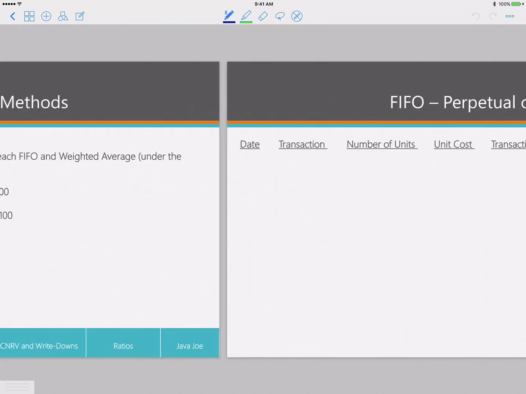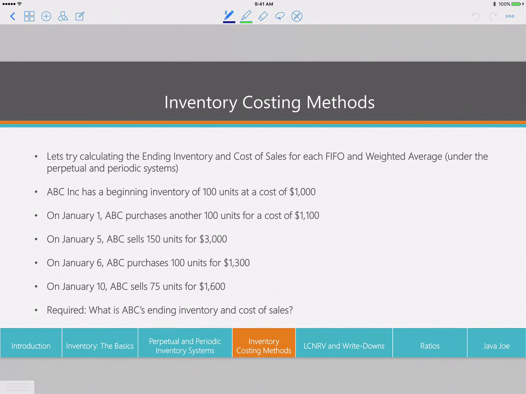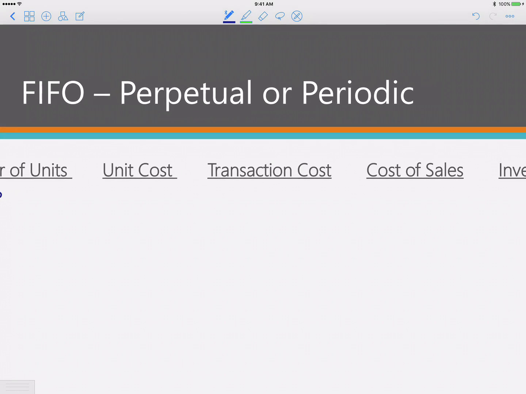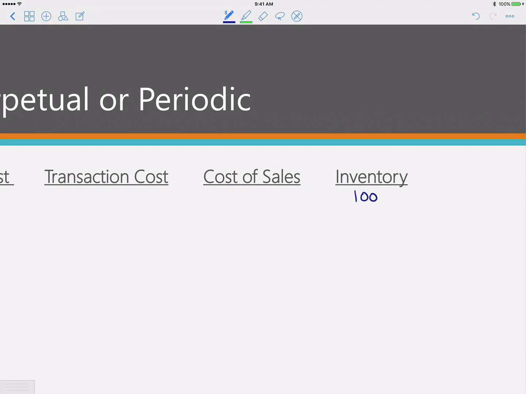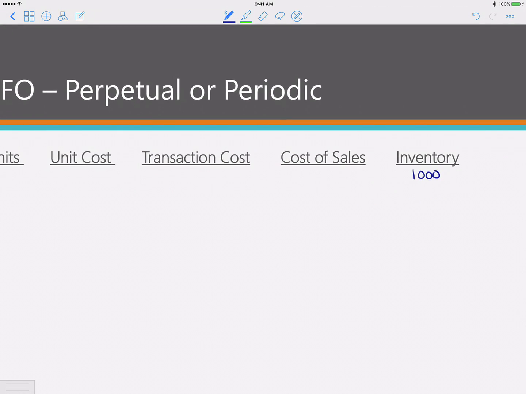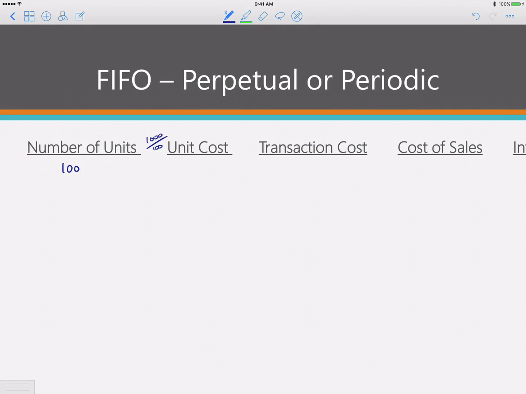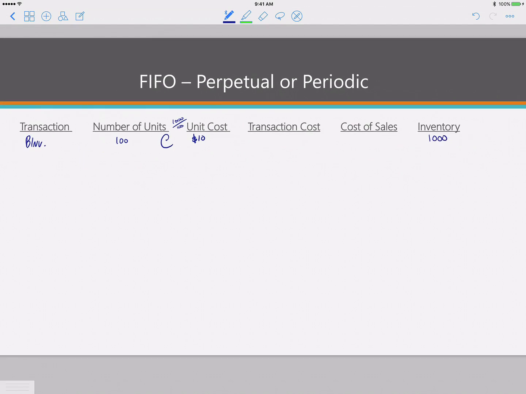We'll get through it. So we start off the period, right? We had a beginning inventory of 100 units at a cost of 1,000. So January 1st, beginning inventory, 100 units at a cost of 1,000. So what we're going to do is take the average right now. 1,000 divided by 100 means that we paid $10. So we have 100 units at $10. That's the price we paid for it.